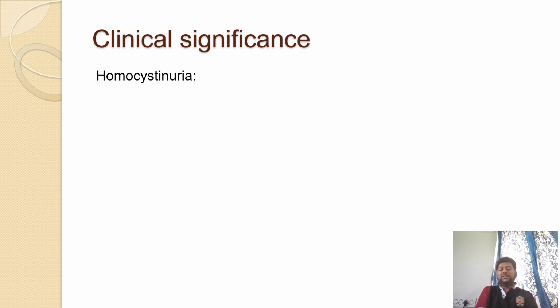Normally the serum homocysteine level is between 5 to 15 micromoles per liter. At this normal level you cannot find any homocysteine in the urine. But when it increases beyond this range, we call it homocystinemia. At that point the excess homocysteine can come out in the urine and lead to homocystinuria.